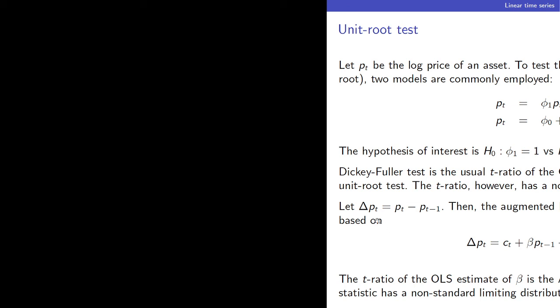So now let the variation of p_t be p_t minus p_(t-1). So the augmented Dickey-Fuller unit root test for an AR(p) model is based on this sum. Looks like this is a sum of these differences weighted by this phi. Here, the t ratio of the OLS estimate of beta, which is the parameter that goes with p_(t-1), is the ADF unit root test statistic. Again, this statistic has a non-standard limiting distribution.